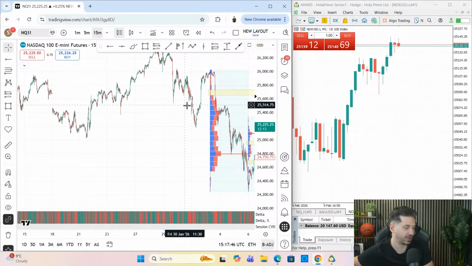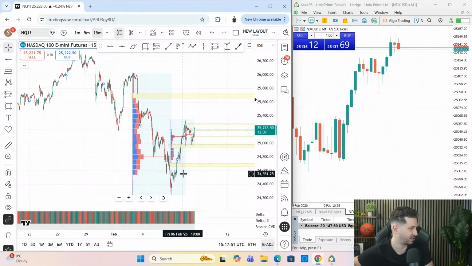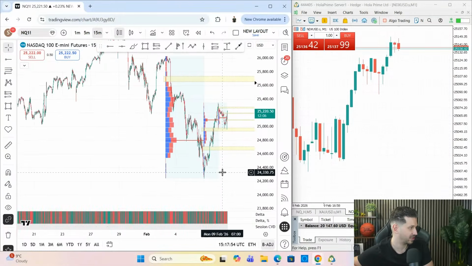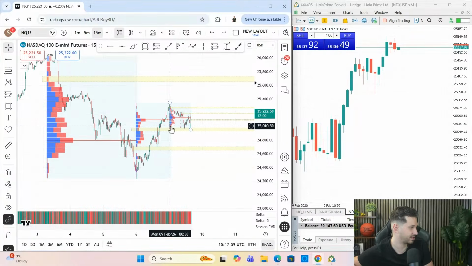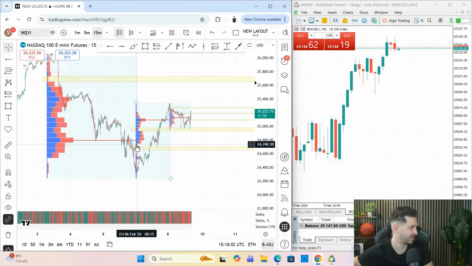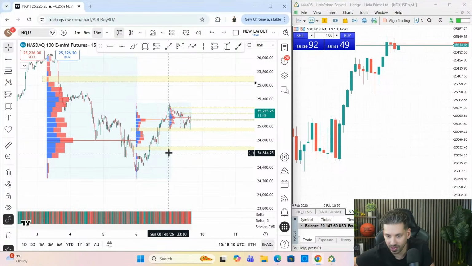What day are we at? We're at the 9th. So it would be obviously the weekend, so Friday the 6th. Yes. So the previous day's value is pretty much that move up there, I would say. So yeah, you're absolutely right. The value area would be up there. I haven't got it drawn out, but you're absolutely right.